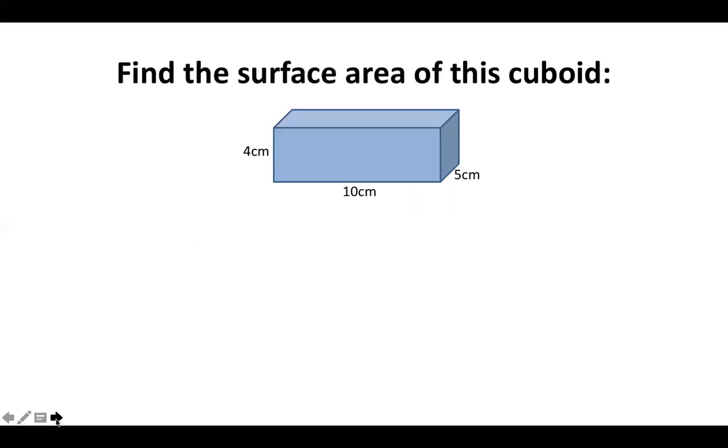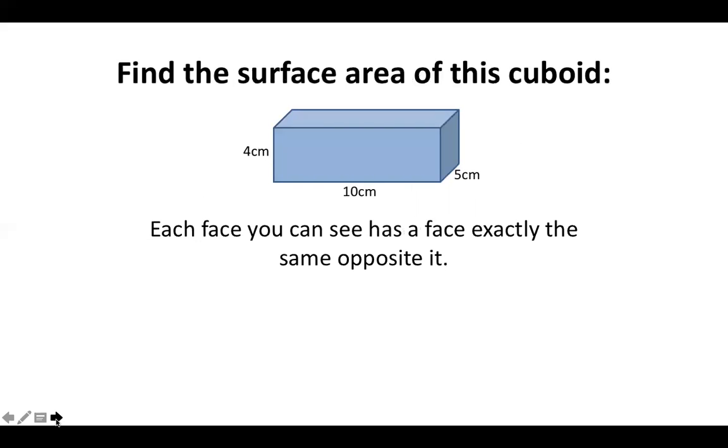So for example, this cuboid. Okay, each face you can see has a face exactly the same opposite it. So if the face on the right hand side is this exact same face on the left hand side. Top equals to bottom, front and back are together. Okay, so we calculate them separately. Okay, so for example, the front is 4 times 10, 40. But I must times 2 because at the back also got the same shape.